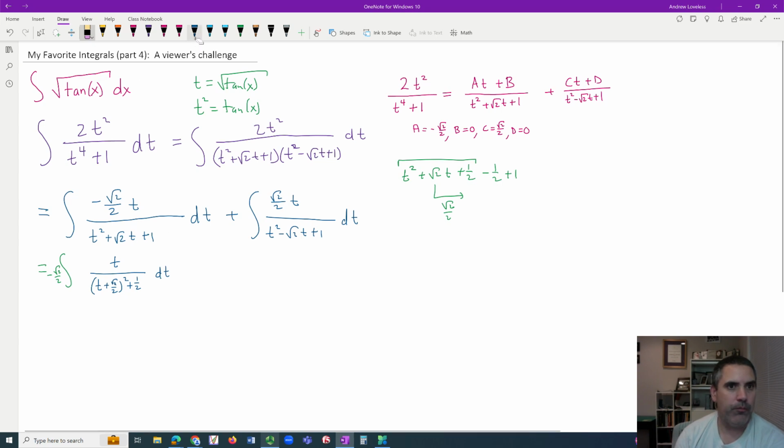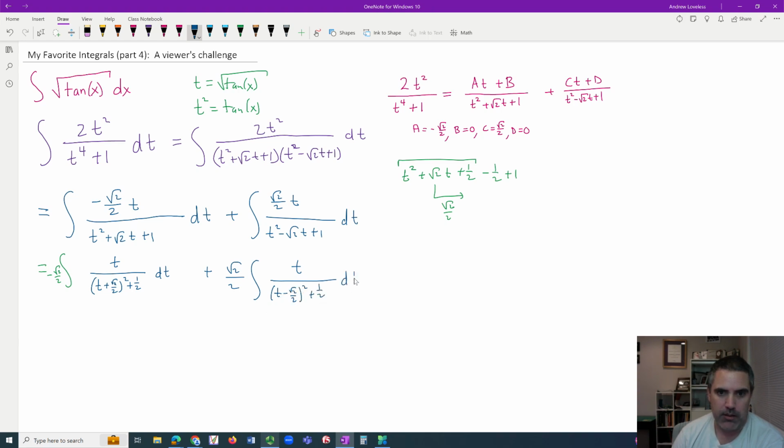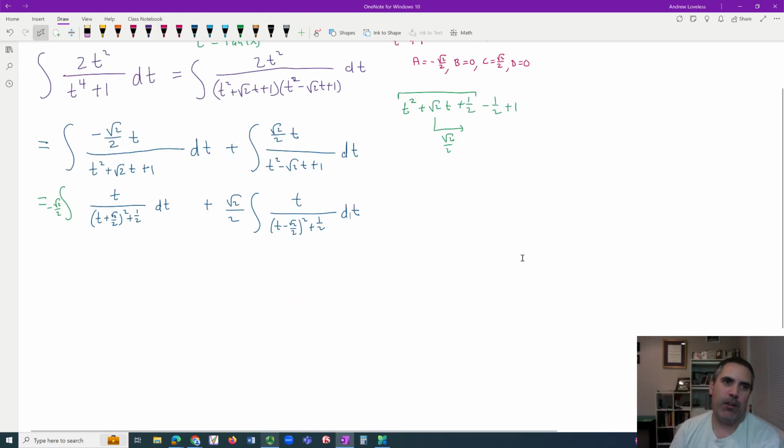There we go. And then over here I would have a similar thing, square root of 2 over 2, the integral. I'd have a t. I complete the square. This time it would be a negative, but everything else would be the same. So t minus square root of 2 over 2 squared plus 1/2 dt. Okay, making progress.